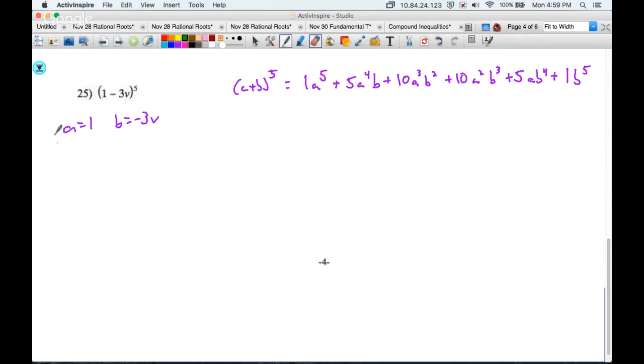It's going to give me things in kind of reverse order. You could flip them now, since you know that you're going to end up flipping them all at the end, but I'll leave them in this order and then flip them all later. So this 1 to the 5th is just 1, so this first one's just 1, plus 1 to the 4th is just 1, so this is 5 times negative 3v, plus 10, that's just 1, negative 3v squared, plus 10, that's 1, negative 3v to the 3rd, plus 5, negative 3v to the 4th, plus negative 3v to the 5th.